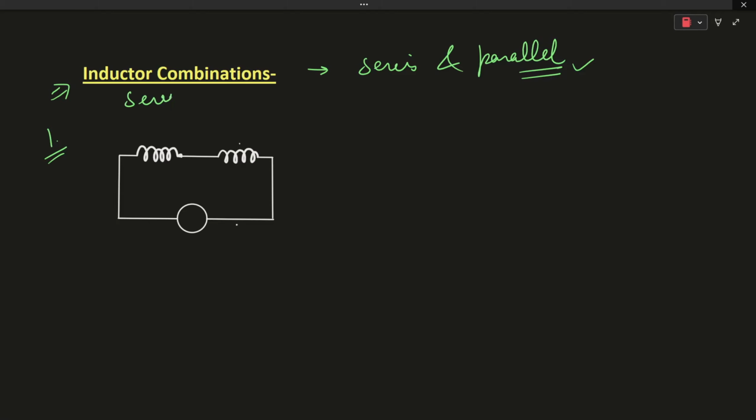When the inductors are connected in series, let's say this is your L1 inductor, this is your L2 inductor, and it is connected across a DC supply of voltage V, and I is the current flowing through these inductors. Let's say the voltage drop across L1 is V1 and the voltage drop across L2 is V2. According to KVL, Kirchhoff's voltage law, V will be equal to V1 plus V2.